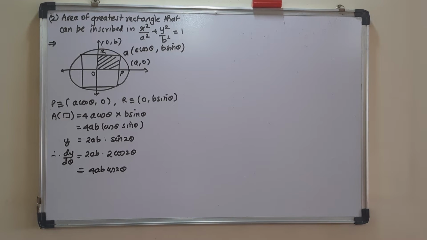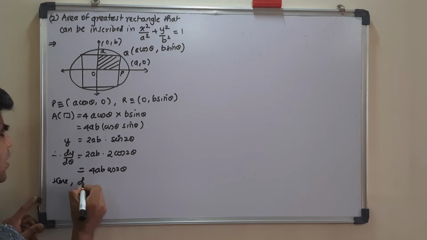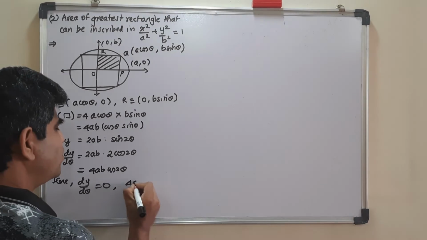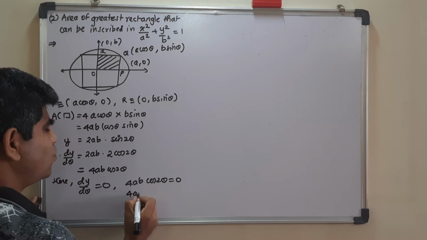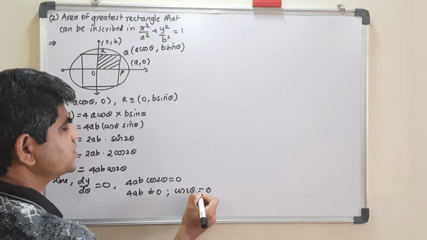Okay, now you know whether it is minimum or maximum. The critical point that we found out, that is first derivative will be 0. So here dy by d theta is going to become 0. That means 4ab cos 2 theta is equal to 0. 4ab is not equal to 0, indicating cos 2 theta is equal to 0.